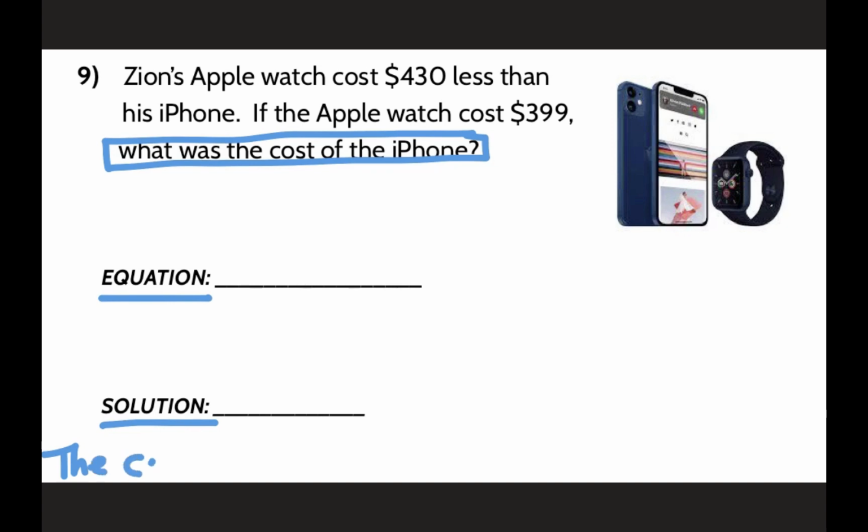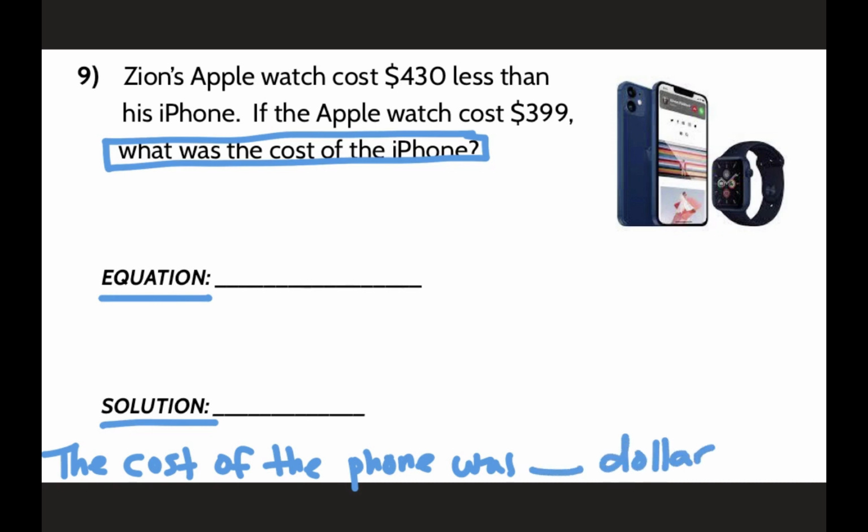The cost of the phone was blank dollars. Marking the text is allowing us to see our unknown, our variable in this problem, which is the cost of the iPhone. Let's let C represent the cost of the iPhone. That's going to be a number in the problem which we don't know yet. Let's go line by line and look for key words, phrases, and important numbers.